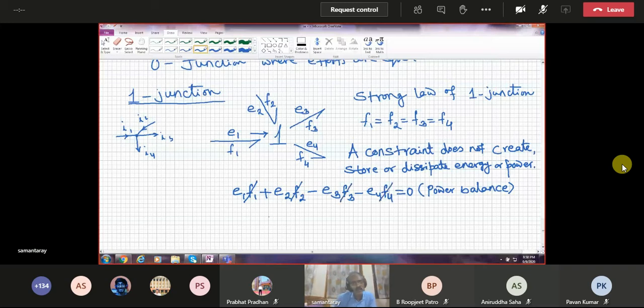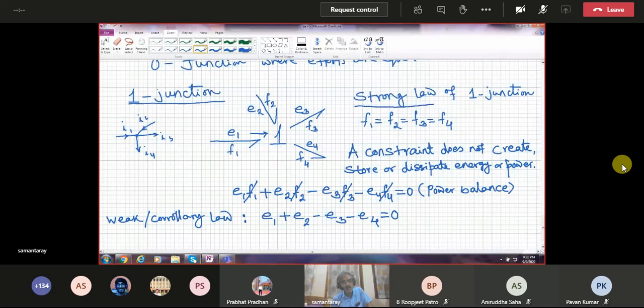This one is called the weak law or corollary law. That is, this is derived from power balance. Strong law is the definition. Strong law is the definition of the junction. This weak law is derived from the relation. Weak law is derived. This is like Kirchhoff's current and voltage laws.